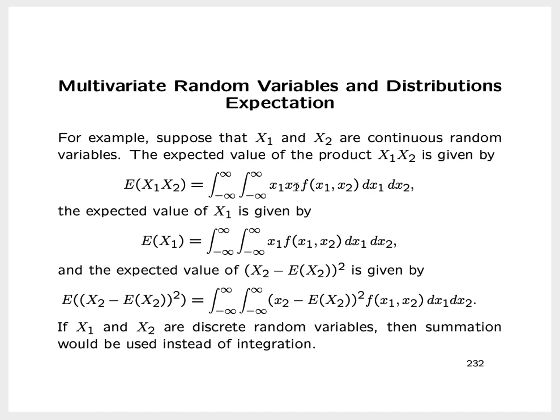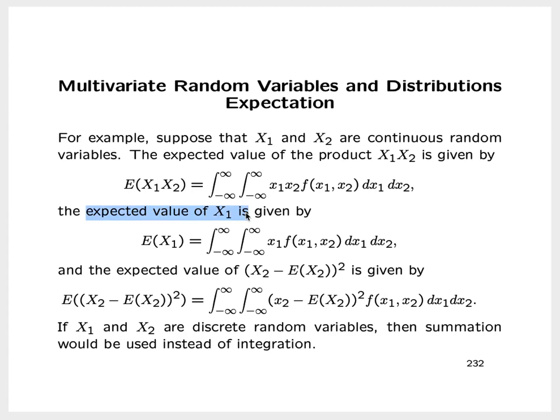So for example, suppose that x1 and x2 are continuous random variables. The expected value of the product, x1 times x2, is denoted this way, the expectation of x1 times x2. And by definition, this is the integral. Notice that this integral is taken over the entire two-dimensional plane. The integrand is this function, x1 times x2, times the joint PDF of x1 and x2.